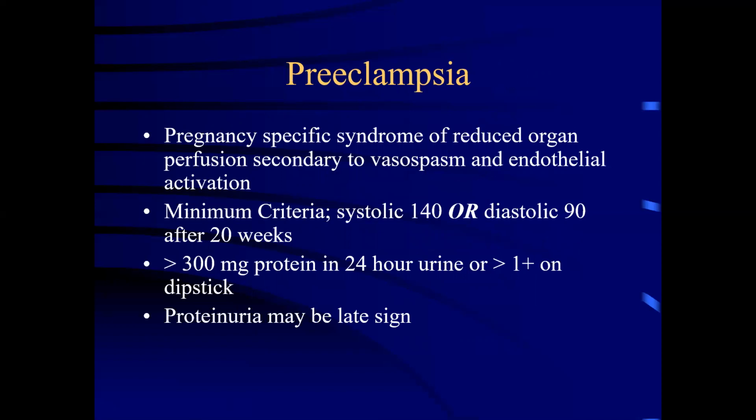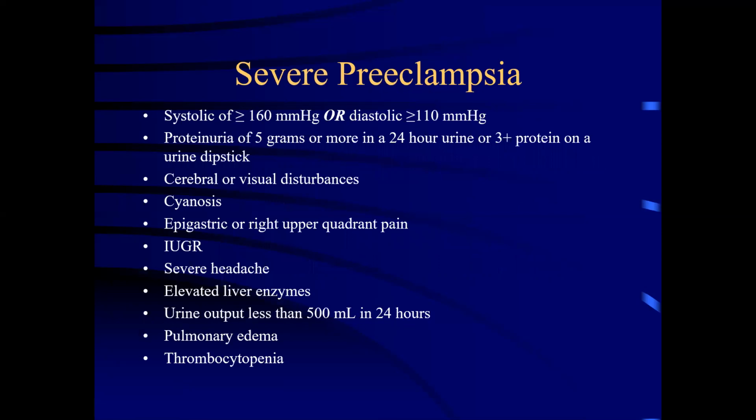Preeclampsia is specific to pregnancy and reduces organ perfusion from the vasospasms we spoke about and endothelial activation. So you have to have the 140 or 90 after 20 weeks, as well as protein in your urine. And proteinuria may be a late sign. It's not one of the telltale first signs in preeclampsia.